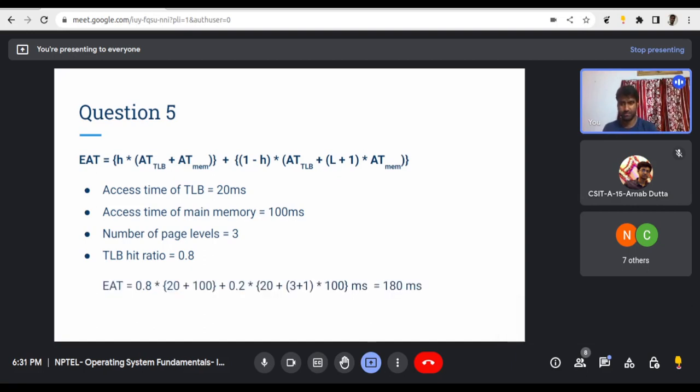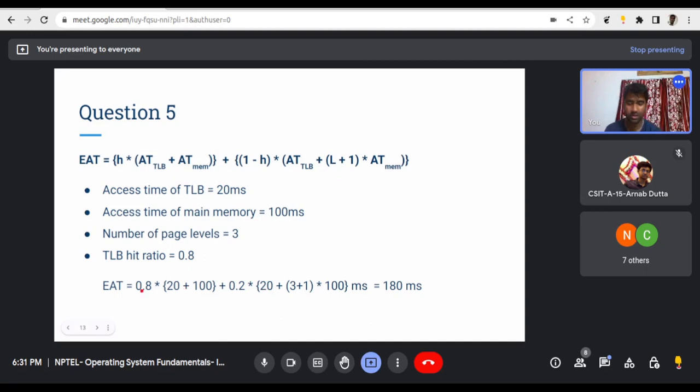Okay, so this is overall what you have to do. If it is a hit, the TLB hit ratio is 0.8, and the time is 20 plus 100, that is 120. If it is a miss, the 0.2 part, it is 20 plus (3 plus 1 is 4) into 100, that is 400 plus 20, 420. So 420 into 0.2 plus 120 into 0.8.